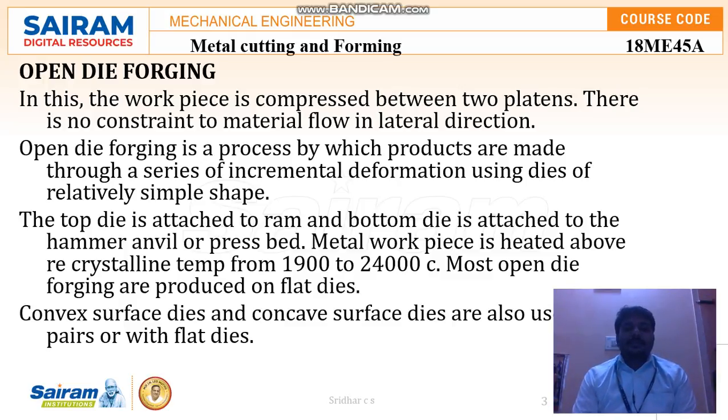Open die forging is a process by which products are made through a series of incremental deformations using dies of a relatively simple shape. The top die is attached to the ram and the bottom die is attached to the hammer anvil, or press bed. The metal workpiece is heated above the recrystallization temperature, about 1900 to 2400 degrees.